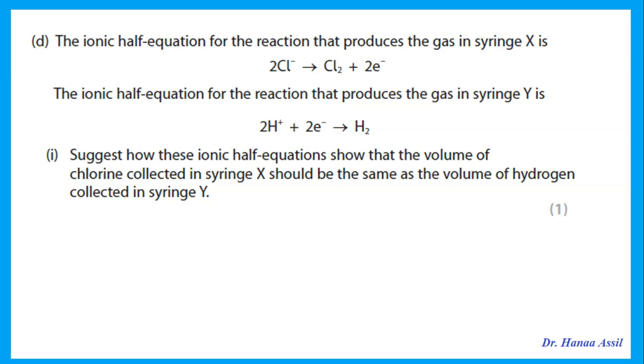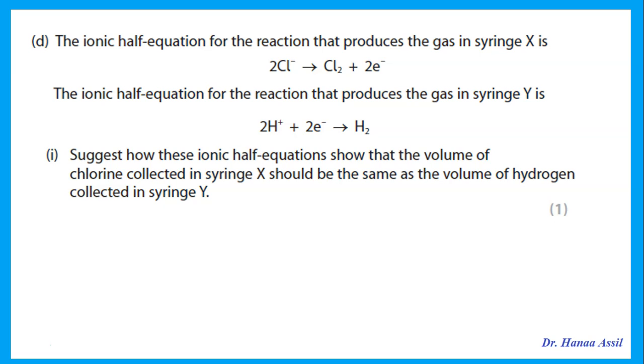The ionic half equation for the reaction that produces the gas in syringe X is this, and the ionic half equation for the reaction that produces the gas in syringe Y is that. Explain how these ionic half equations show that the volume of chlorine collected should be the same as the volume of hydrogen collected. When we compare two ionic equations at the two electrodes, first of all, we look at the number of electrons. If the number of electrons is the same, so the first one gives 2 electrons, the other one takes 2 electrons, then we can compare the number of moles, or the coefficient, of each gas.